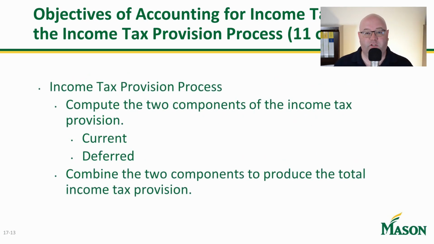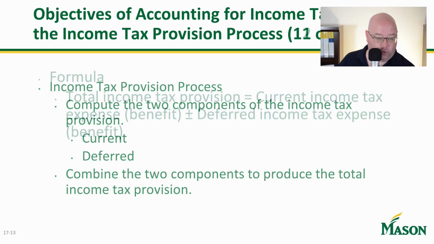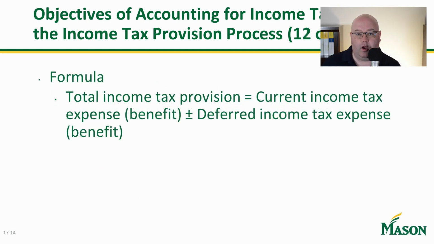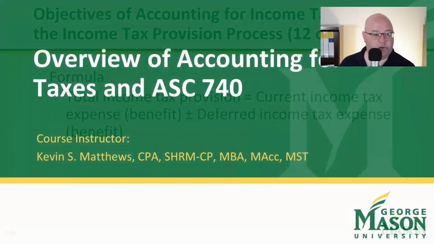The income tax provision process is going to be to compute the two components of the income tax provision. You're going to calculate the current and then the deferred and combine the two components to produce a total income tax provision. So there's a current portion and a deferred portion. All right. Formula, income tax provision equals current income tax expense plus or minus deferred income tax expense or benefit. Okay. And that's how you get it for doing this.